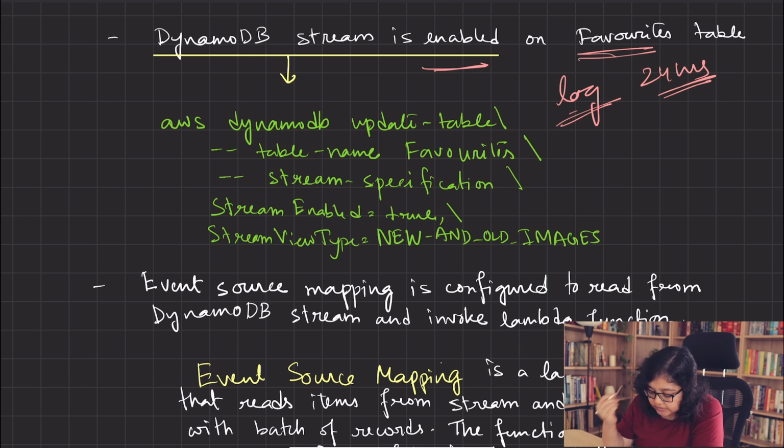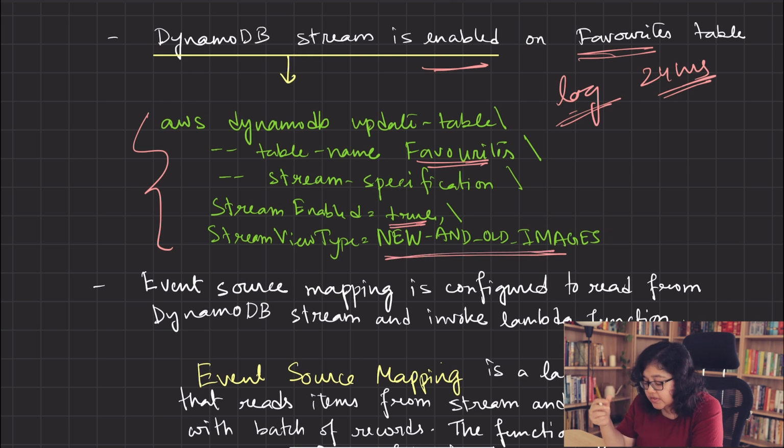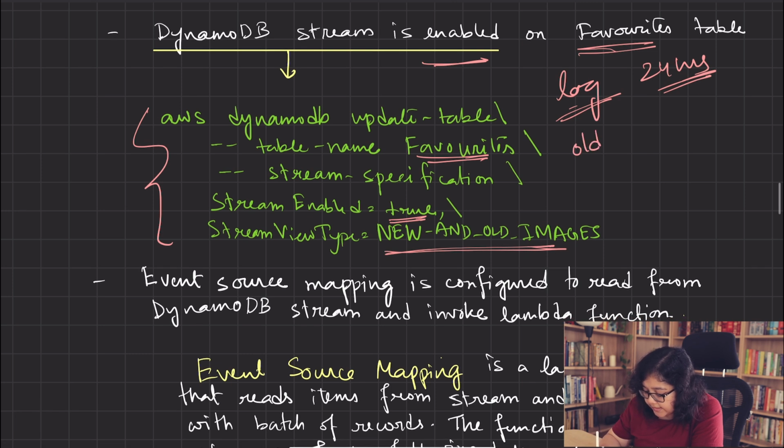To do that, we can use this AWS CLI command where you have to mention the table name. Here we are mentioning favorite, and you say enable the stream, so you are saying stream enabled equals true, and you have to mention the stream view type. We are using new and old images. That means the log file will contain both the old data before the operation and the new data after the operation.